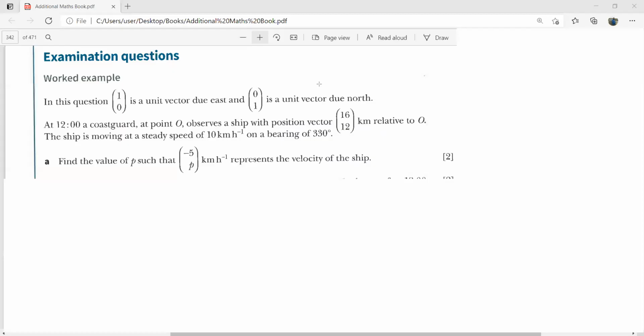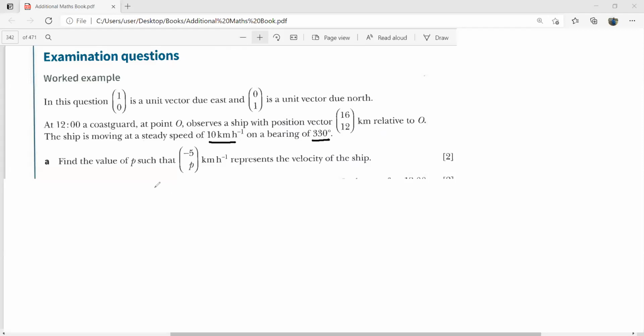Okay, we have an examination question here. It says at 12 hours, a coast guard at point O observes a ship with position vector this, and relative to O, the ship is moving at a steady speed of 10 kilometer per hour on a bearing of, this is what I have to do. The rest, I believe you people can do that.